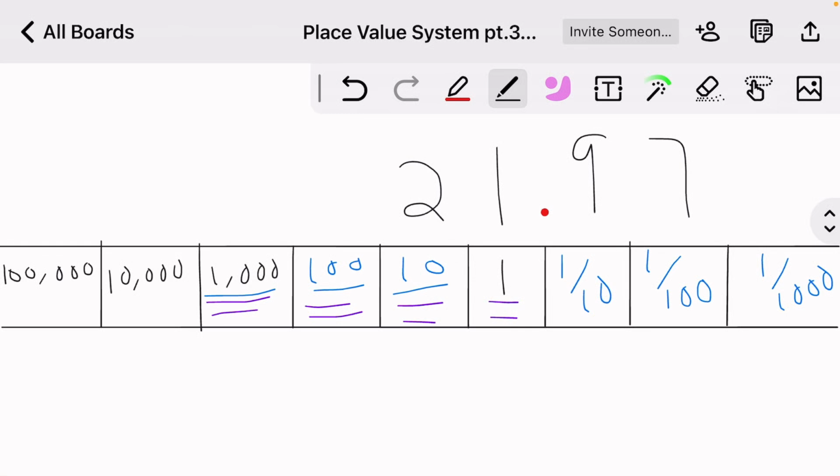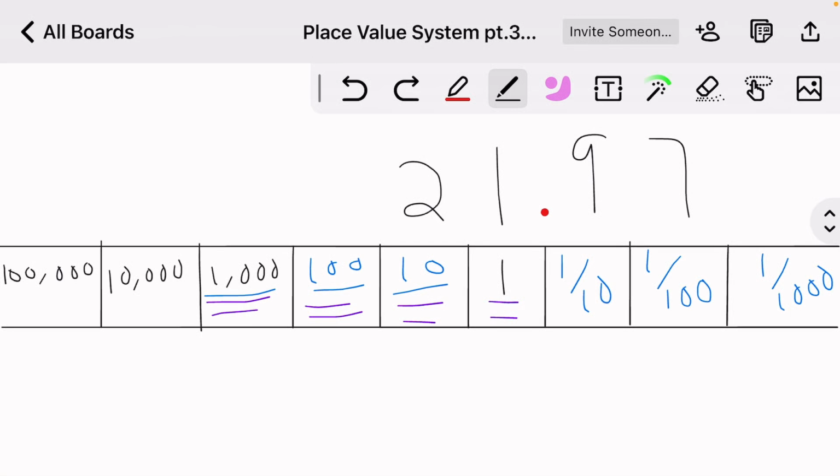In the previous 2 videos in the place value system series, we talked about whole numbers, why people started using the decimal system, the place value system, how you read it, how it works, where numbers go, and stuff like that. So we already talked about everything to the left of the decimal point. Let's deal with those 2 first.